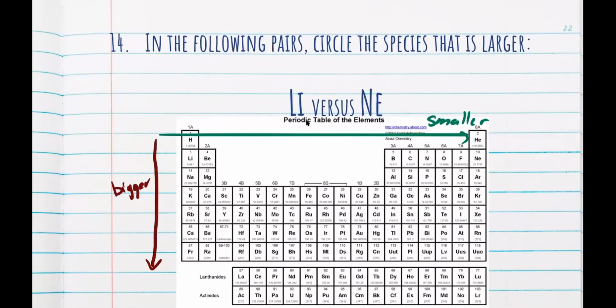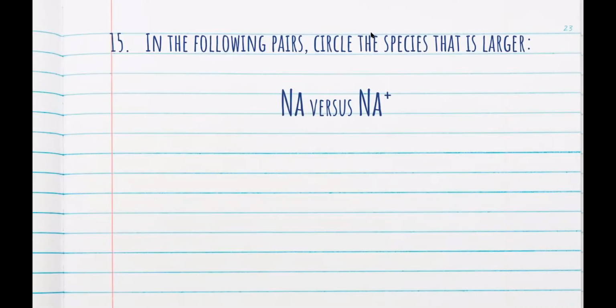Lithium and neon. They're on the same period, but as we can tell on our trend, as we move across, we get smaller. So lithium would be our bigger one.